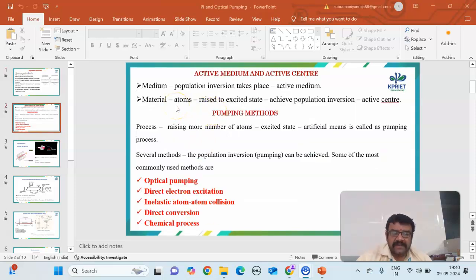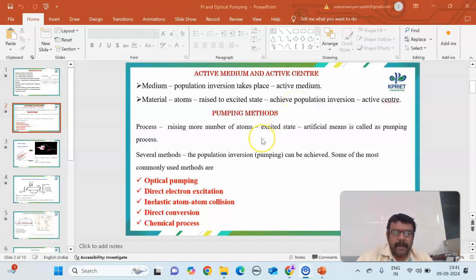As far as population inversion and the laser action medium are concerned, we have two key terms: active medium and active center. The active medium is the medium in which population inversion takes place, whereas the atoms in the material that rise to the excited state to achieve population inversion are called the active center.